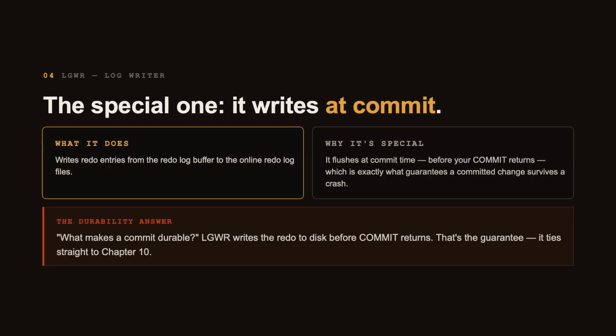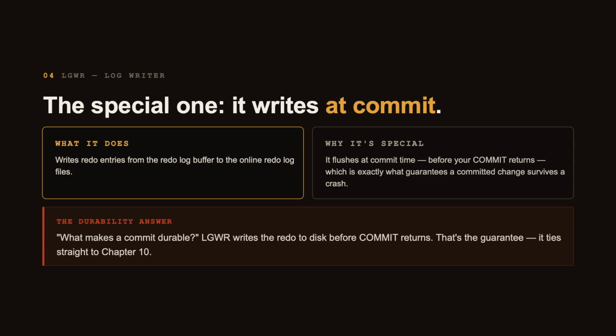Second, LGWR, the log writer, and this is the special one. It writes the redo entries from the redo log buffer out to the online redo log files. What makes it different from DBWn is the timing. LGWR writes at commit time. When you commit a transaction, LGWR flushes that redo to disk before the commit actually returns to you. And that single behavior is what guarantees your committed change survives a crash.